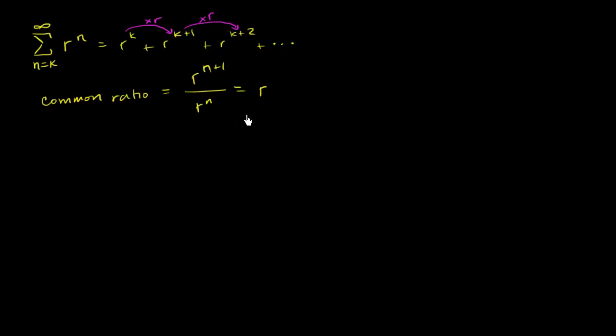And what's interesting about this is we've proven to ourselves in the videos on geometric series that if the absolute value of the common ratio is less than 1, then the series converges. And if the absolute value of r is greater than or equal to 1, then the series diverges. And that made sense. We've proven it as well.